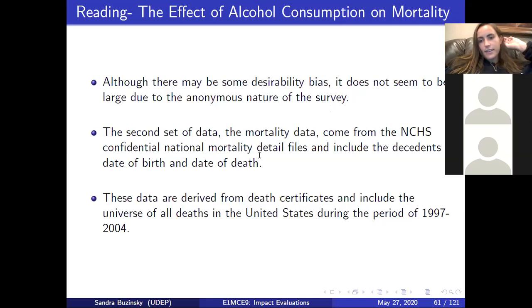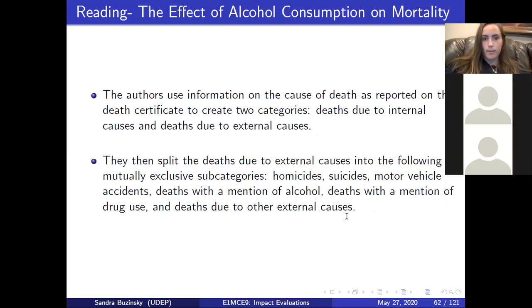So the mortality data comes from NCHS, which is basically confidential national mortality detail files, and includes decedents, people's date of birth and date of death. So they have this data from 1997 to 2004, and they use it basically to be able to categorize the type of deaths there are.